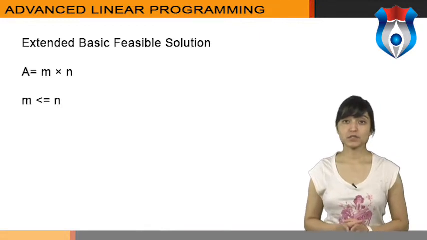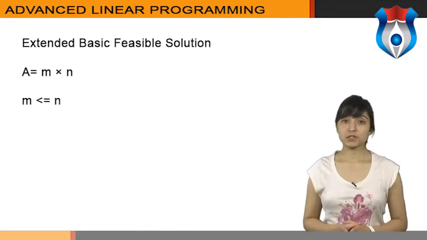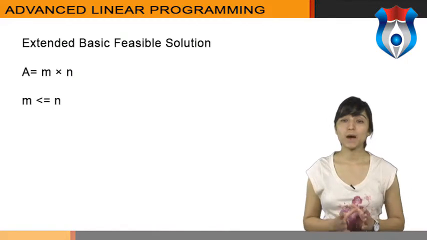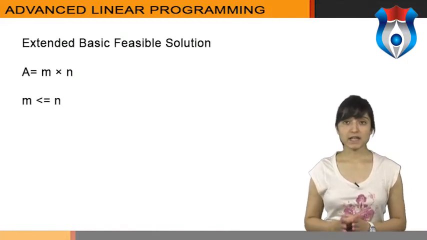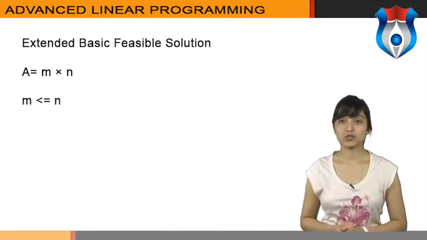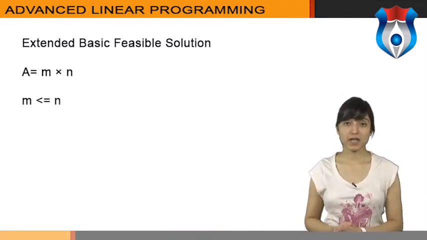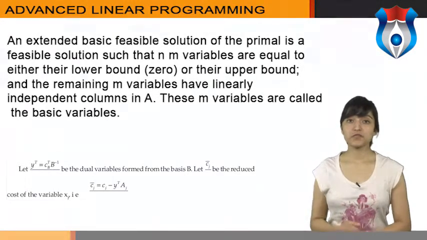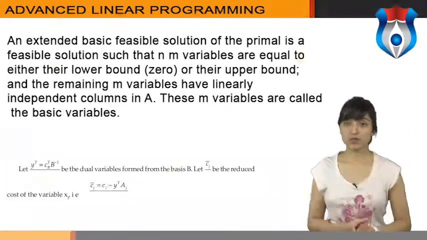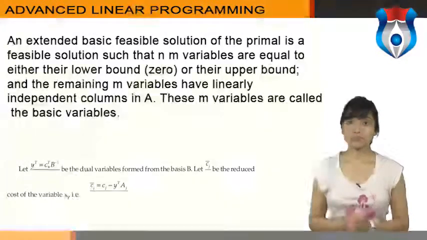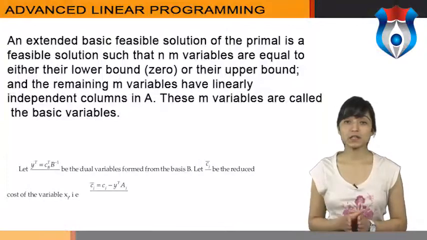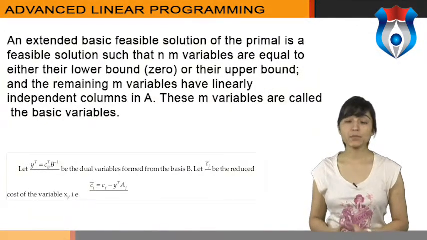Extended basic feasible solution. An extended basic feasible solution generalizes the idea of basic feasible solution for linear programs with bounded variables. Suppose that A is an m by n matrix, m less than or equal to n, and of rank m. An extended basic feasible solution of the primal is a feasible solution such that n minus m variables are equal to either their lower bound 0 or their upper bound, and the remaining m variables have linearly independent columns in A. These m variables are called the basic variables.